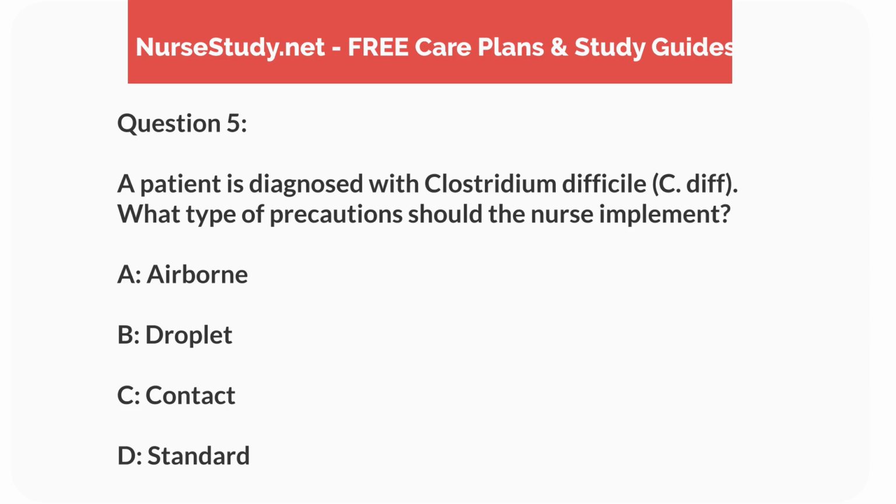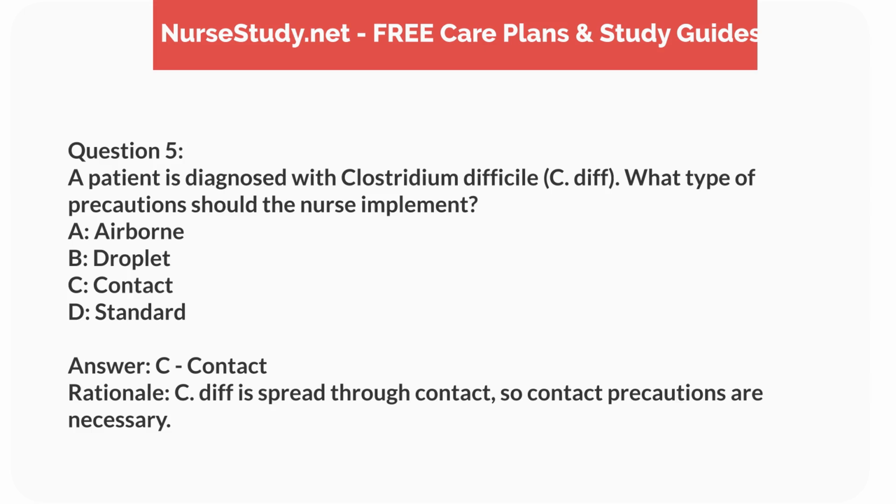Question 5. A patient is diagnosed with Clostridium difficile, C. diff. What type of precautions should the nurse implement? A. Airborne. B. Droplet. C. Contact. D. Standard. Answer: C. Contact. Rationale: C. diff is spread through contact, so contact precautions are necessary.